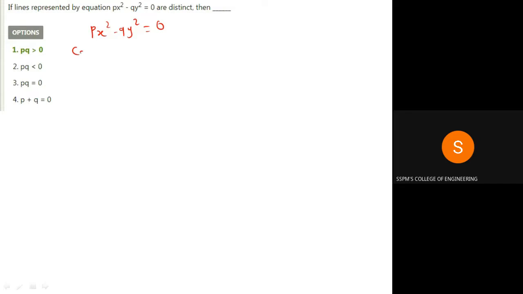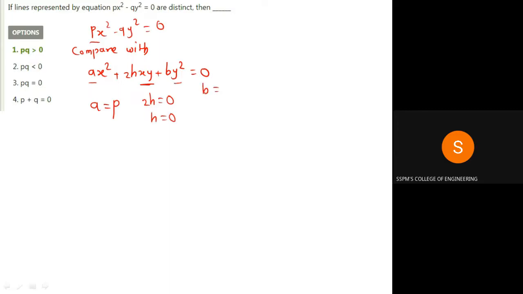Again, we will compare it with the standard form. What is the standard form? Standard form is ax square plus 2hxy plus by square is equal to 0. This is the standard form of equation of lines. So if we compare it with the given equation, a is equal to what? a is equal to p. So can you see any xy term in the given equation? No, the xy term is not present. That means what? 2h must be 0. That is, h is equal to 0. Now, b is equal to coefficient of y square.